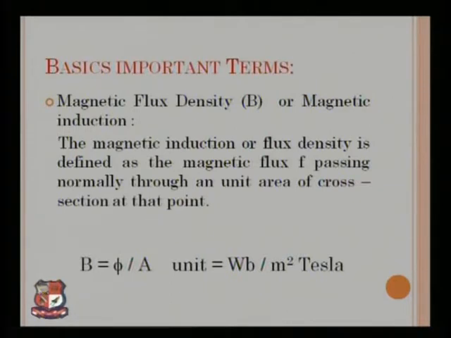Magnetic flux lines are actually the lines of force or magnetic field lines passing through the unit cross section, through which you can define the magnetic flux density, that is, magnetic flux lines Φ passing through unit cross section at that point. So these are the definitions of magnetic flux density. Now let us move forward to the next slide.